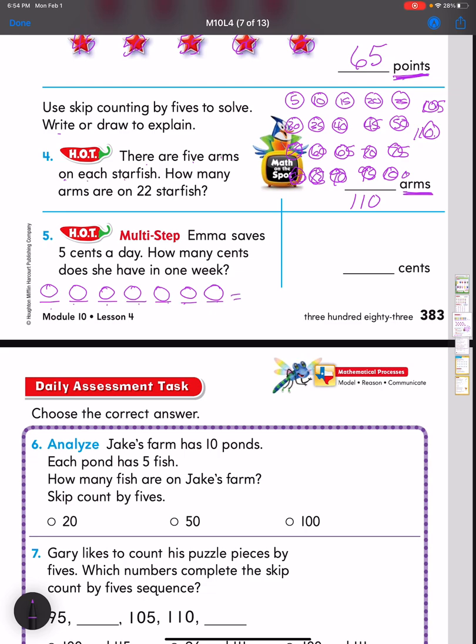So I can count by fives. 5, 10, 15, 20, 25, 30, 35. At the end of the week, she will have 35 cents. She'll have 7 nickels.